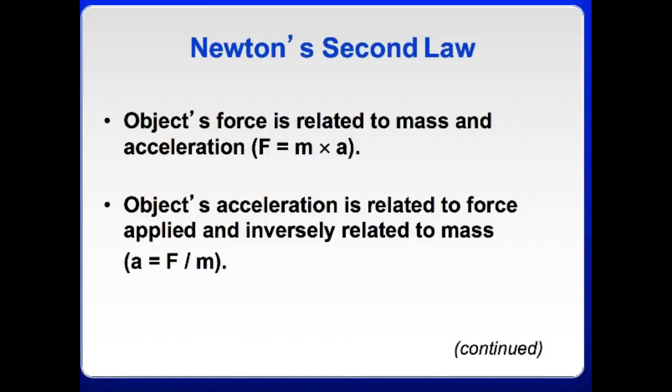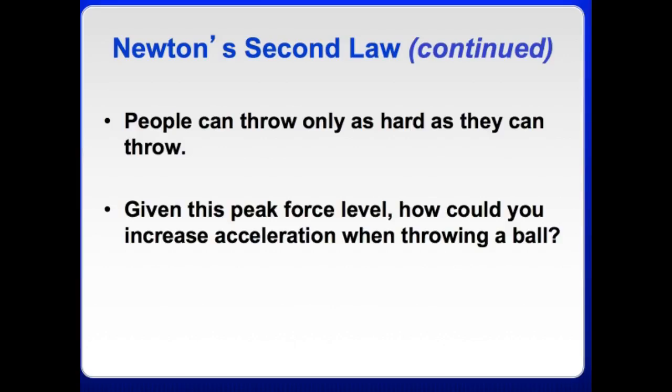Newton's second law, an object's force is related to mass and acceleration. An object's acceleration is related to force applied and inversely related to mass. People can throw only as hard as they can throw. Given this peak force level, how could you increase acceleration when throwing a ball?